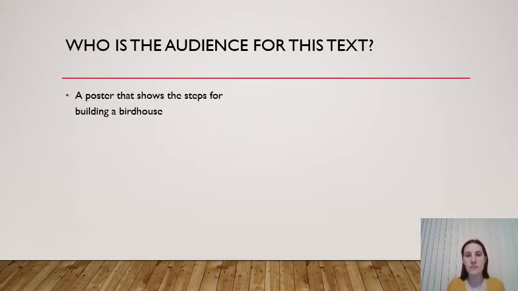So who might the audience be for a poster that shows steps for building a birdhouse?